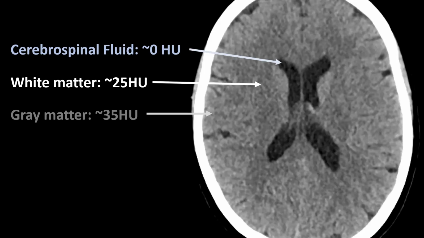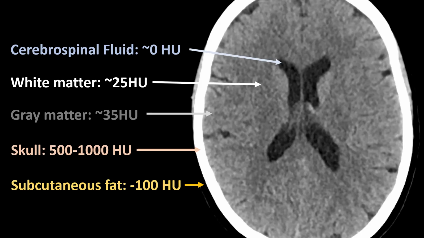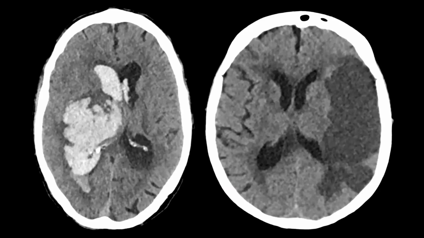And why is that? Because the gray matter contains a lot more cellular elements, the neurons, compared to white matter. White matter mainly consists of myelinated axons, contains fewer cells, and there's relatively more water present in white matter, decreasing its density. Then the skull has a very high density of 500 to 1000 Hounsfield units. Then we have a thin layer of subcutaneous fat in the scalp with a density of minus 100 Hounsfield units. And lastly, we have air surrounding the skull.